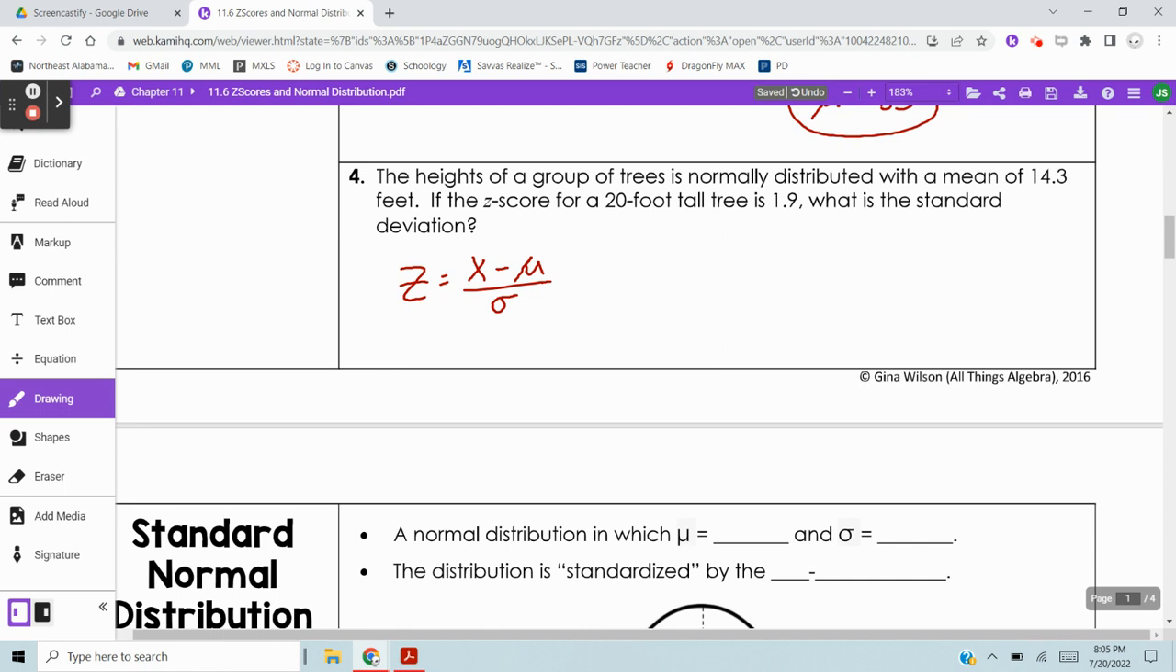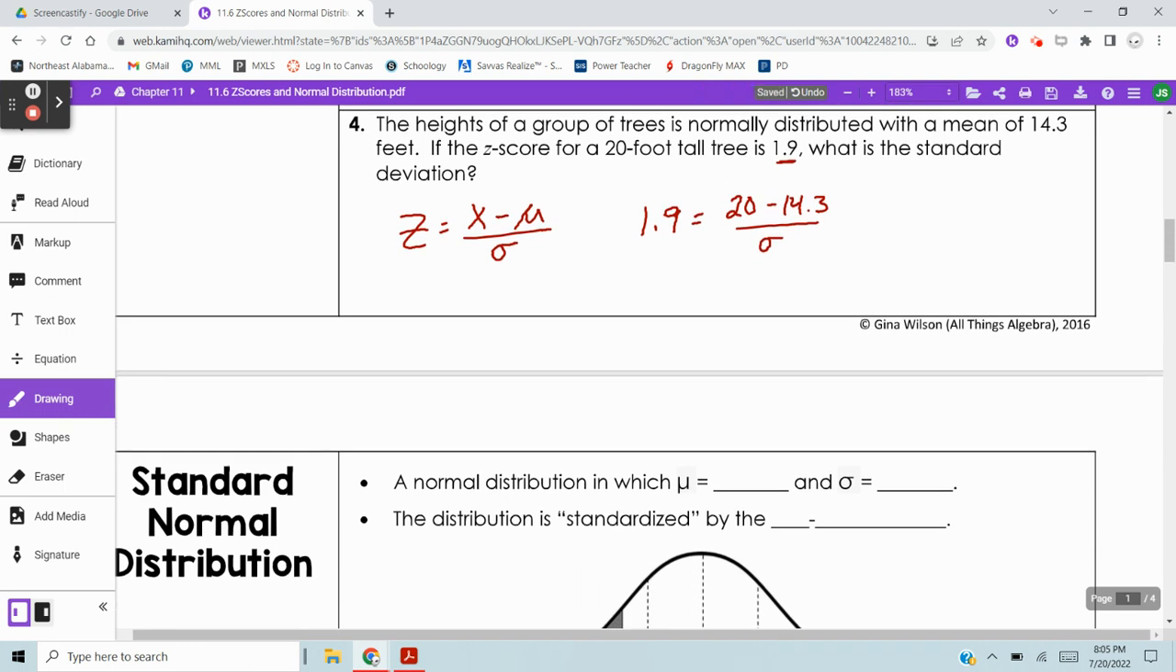Our z-score is 1.9. The value, the height of a group of trees is normally distributed with a mean of 14.3. If the z-score for a 20-foot tall tree, so our actual height is 20, the average is 14.3, and we are looking for sigma here. So maybe it won't be as hard as we thought. So we've got now 1.9. We can subtract these two values. So let's go ahead and subtract that and get 5.7 divided by sigma there.